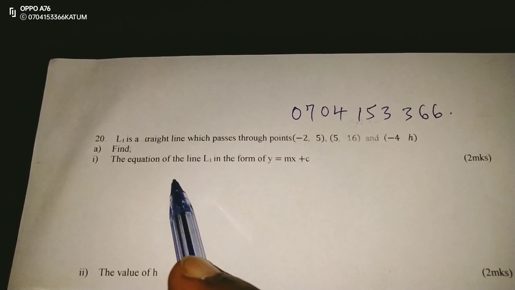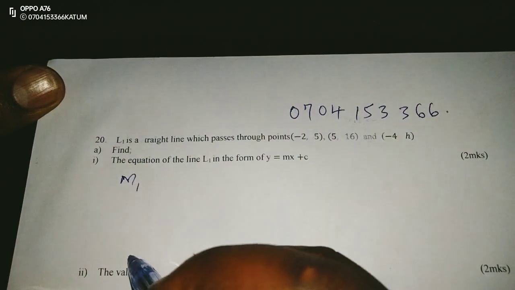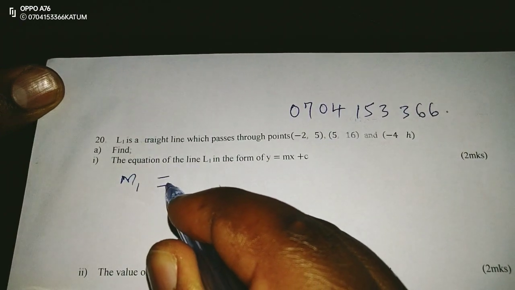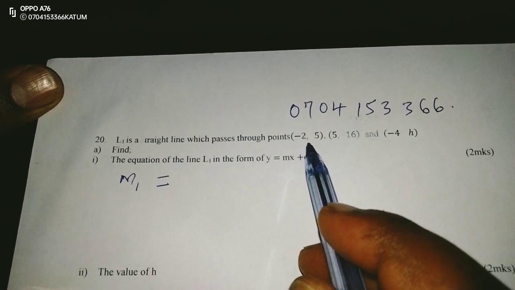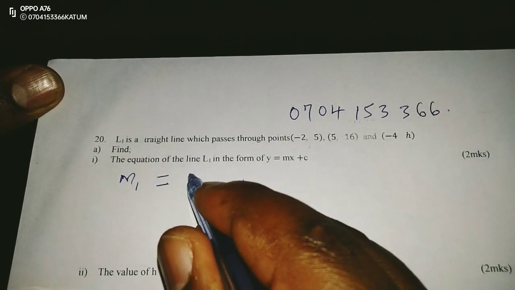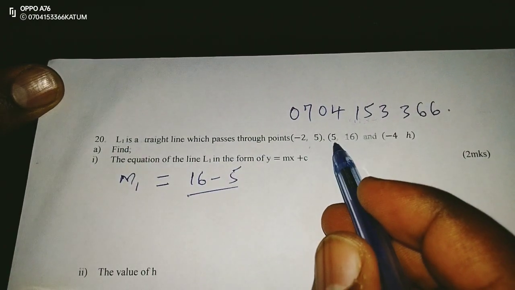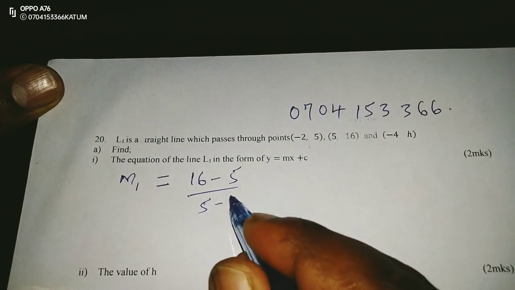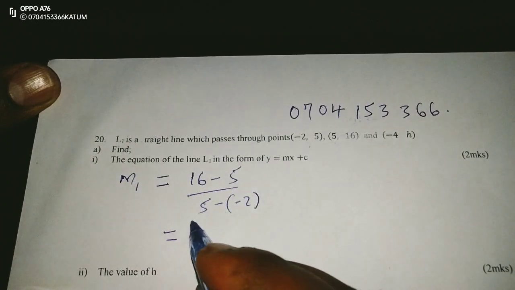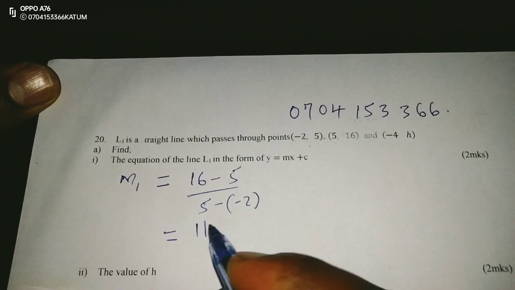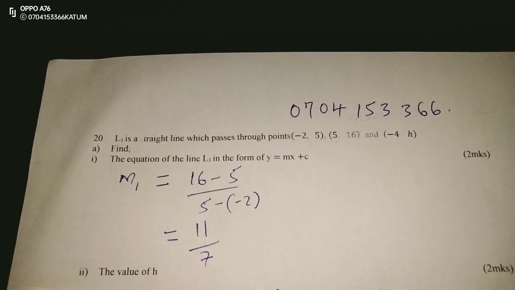So what we're going to have in this case is first of all the gradient of line 1. Allow me to call it m1, gradient for line 1: change in y out of change in x. We can use the first and second coordinates. So 16 minus 5 is the change in y, divided by 5 minus -2. This means the gradient is going to be 11 out of 7, because this becomes a plus. So this is the gradient for line 1.